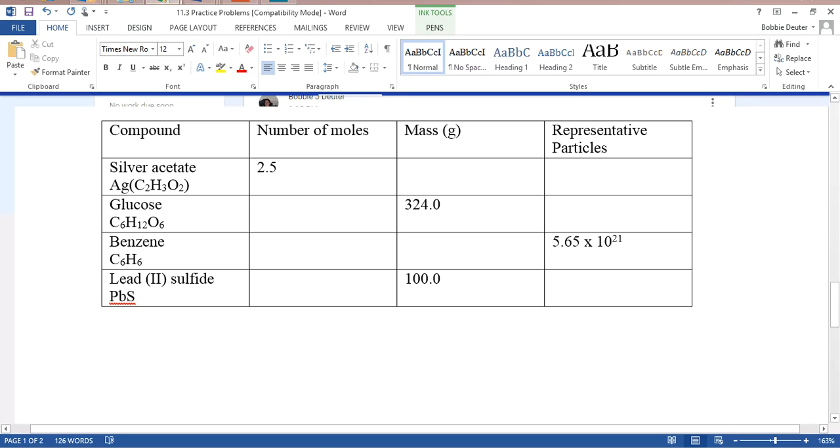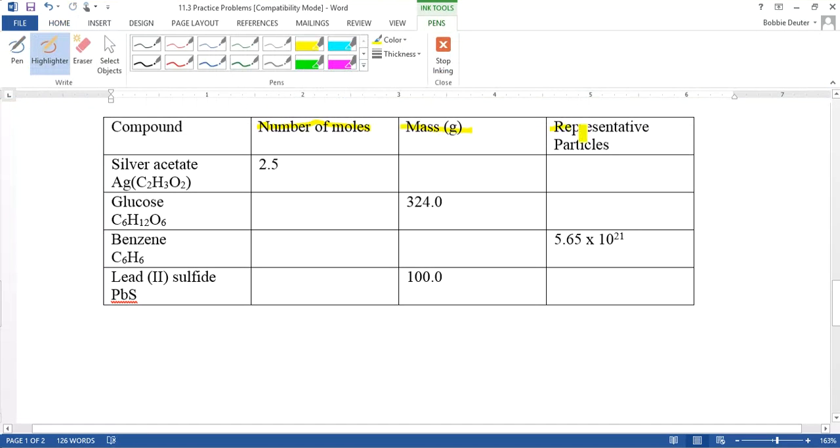Okay, so first off, we have learned how to determine molar mass. We're going to make sure that we understand the number of moles, and we're going to convert moles into representative particles. So at this point, we're going to be able to do all three. So let's look at the first part. If we have silver acetate here, we are given the number of moles of that. So let's start from here. We're going to determine our mass and representative particles.